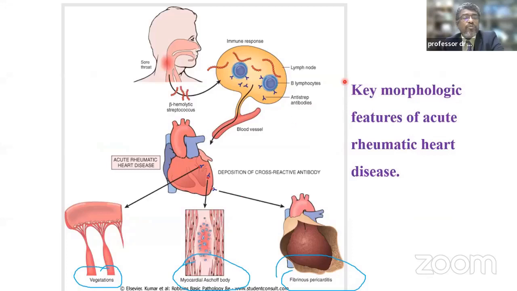And these are the key morphologic features of acute rheumatic heart disease. There may be fibrinous pericarditis, and Aschoff's nodules, Aschoff bodies, may be found in the cardiac muscle tissue, the myocardium. There may be vegetations also in the endocardium that may lead to development of regurgitation type of lesions. And this is actually due to the cross reactivity.